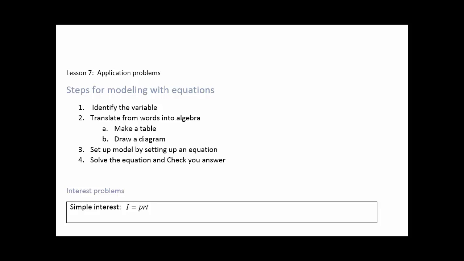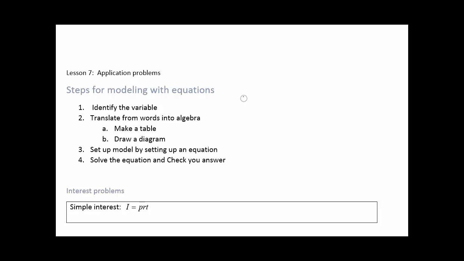So going on to our steps, after we can clearly understand the problem and identify the variable, then we want to look at anything that we can translate into words. And sometimes we need to make a table, a picture, a diagram, or something to help motivate and inspire us. Then we want to set up the equation and then solve it and check our answer for some sort of reasonableness.